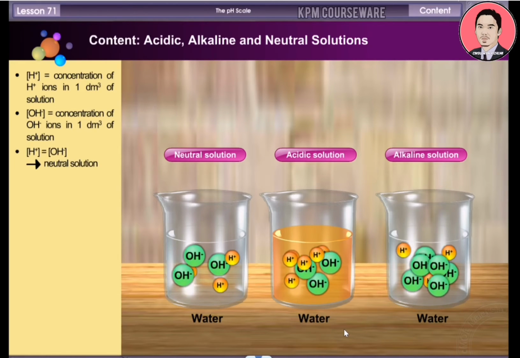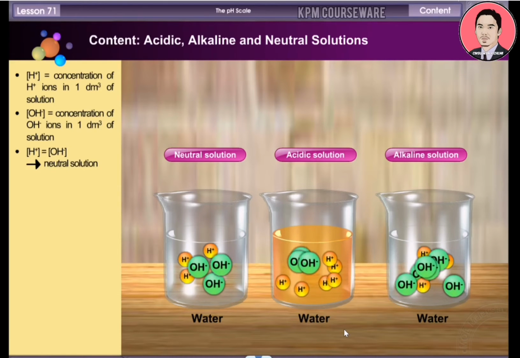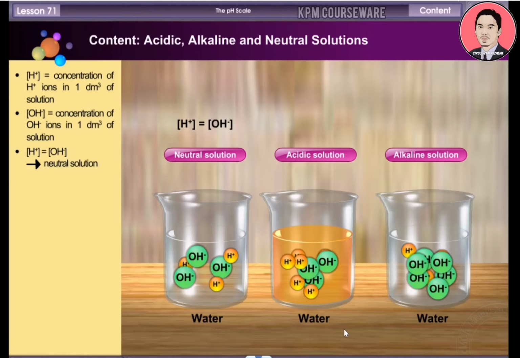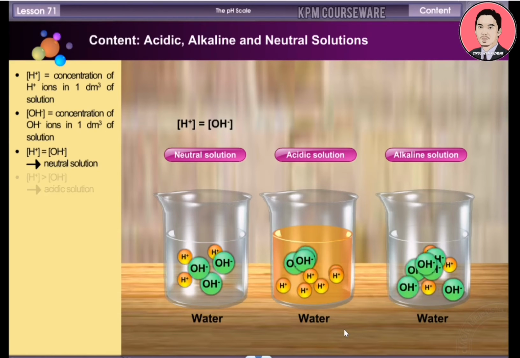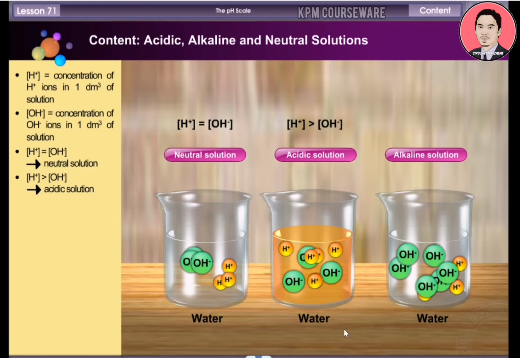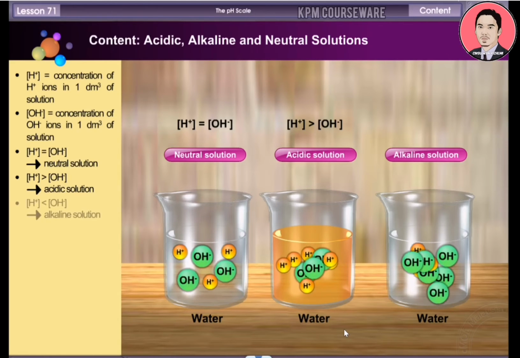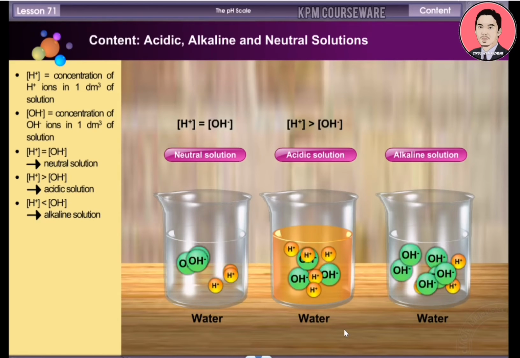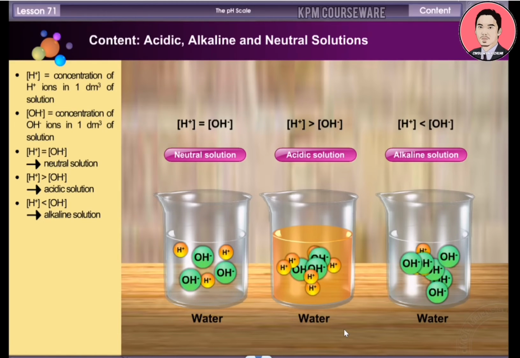From the observation, we can conclude that solutions that are neutral contain equal concentrations of hydrogen ions and hydroxide ions. Solutions that are acidic have a greater concentration of hydrogen ions than hydroxide ions. Solutions that are alkaline have a smaller concentration of hydrogen ions than hydroxide ions.